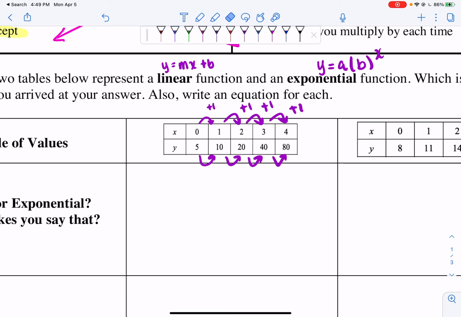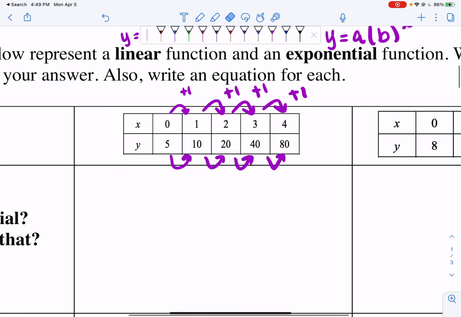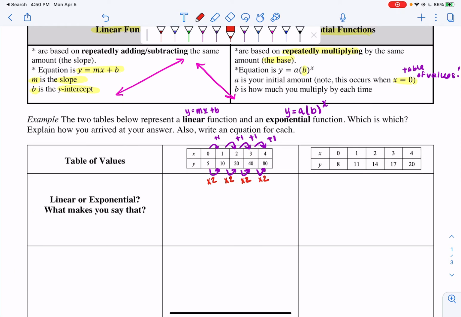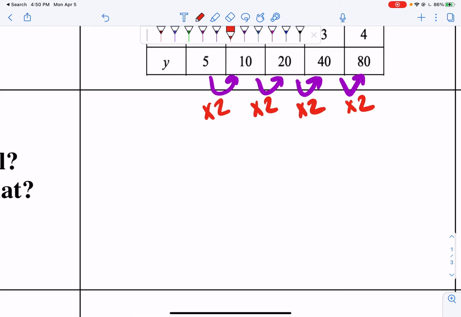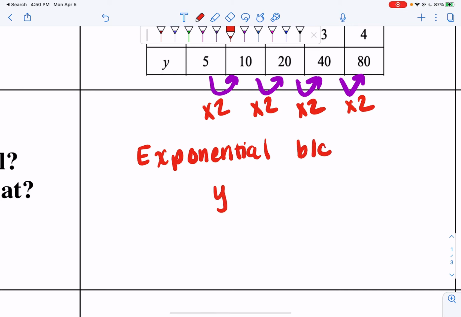So now I need to figure out, is it exponential? What we're going to do now is ask ourselves, what can I multiply by each time? Well, I know to get from 5 to 10, I multiply by 2. To get from 10 to 20, I multiply by 2. 20 to 40, I multiply by 2. And 40 times 2 is 80. So I'm multiplying by 2 each and every single time. When I'm talking about multiplication, I am dealing with an exponential function. So this right here is an exponential function. So we're going to write exponential function. And it's exponential because you multiply by 2 each time.